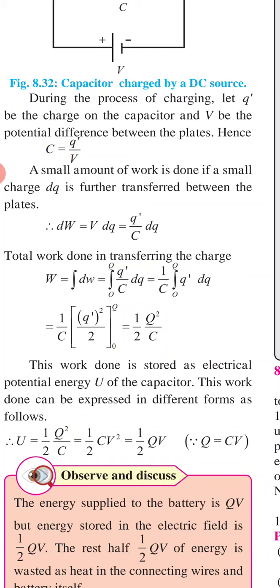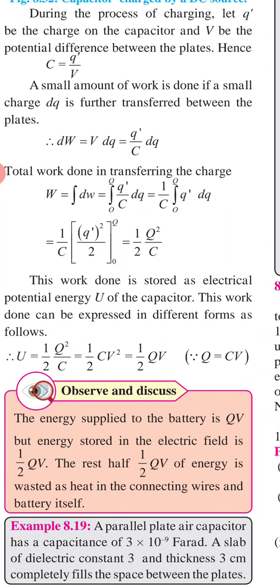Therefore U is equal to half of Q square upon C, where Q equals CV. Again you can use this equation, half CV square, which is equal to half QV. So this is the energy stored in the capacitor. So the energy supplied by the battery is QV, but energy stored in the electric field is half QV.